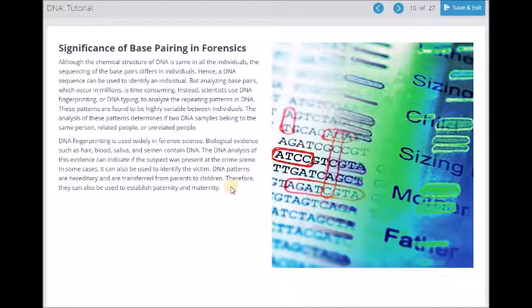When I say a little bit, I'm talking like a year or two. Okay, it used to be that we didn't look at every single thing on the DNA. We looked for patterns, and the patterns that we found in DNA were similar. They're unique. All right. So this idea of DNA fingerprinting is, instead of looking at the actual DNA, we look for patterns in the DNA.